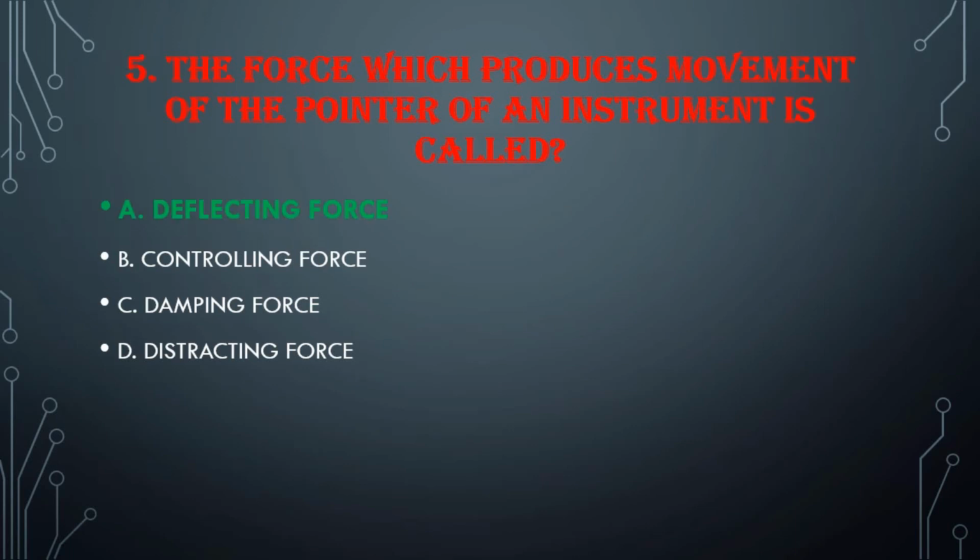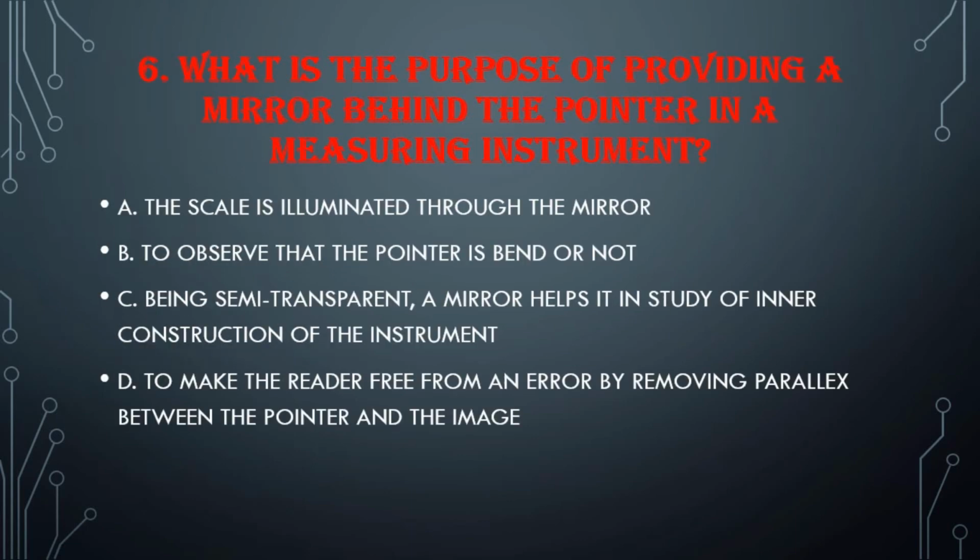The correct answer for this question, my friends, is A. Deflecting force. The next question for you all, my friends, is that what is the purpose of providing a mirror behind the pointer in a measuring instrument? The options are A. The scale is illuminated through the mirror. B. To observe that the pointer is bent or not. C. Being semi-transparent, a mirror helps in study of inner construction of the instrument. D. To make the reader free from an error by removing parallax between the pointer and the image. And your time starts now.